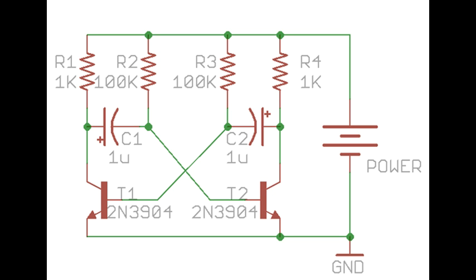So, how does this circuit work? To begin, when power is applied, theoretically both T1 and T2 should turn on since their base pins are connected through resistors R2 and R3 to VCC. However, due to small differences in the electric properties, one of them will turn on slightly earlier than the other. Without loss of generality, let's assume T2 turns on first.